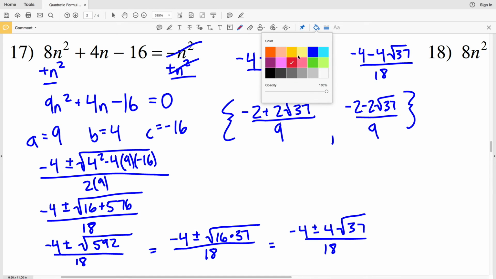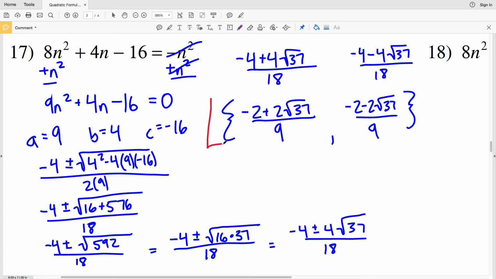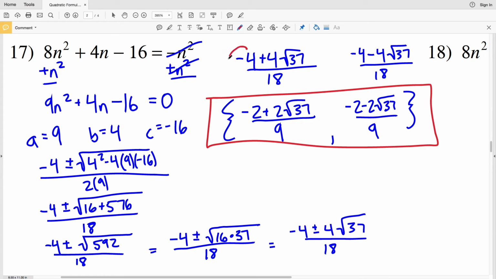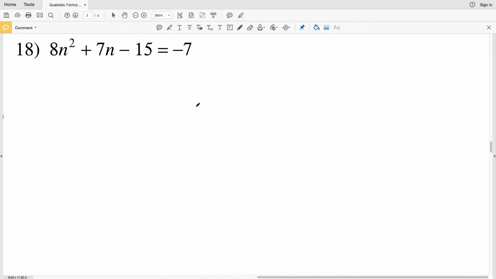And if you want to double check, feel free to multiply the numerator and the denominator by 2 to make sure you do indeed get negative 4 plus 4 and negative 4 minus 4 times the square root of 37 over 18 from the previous step. And lastly in this video, we're going to go over number 18.